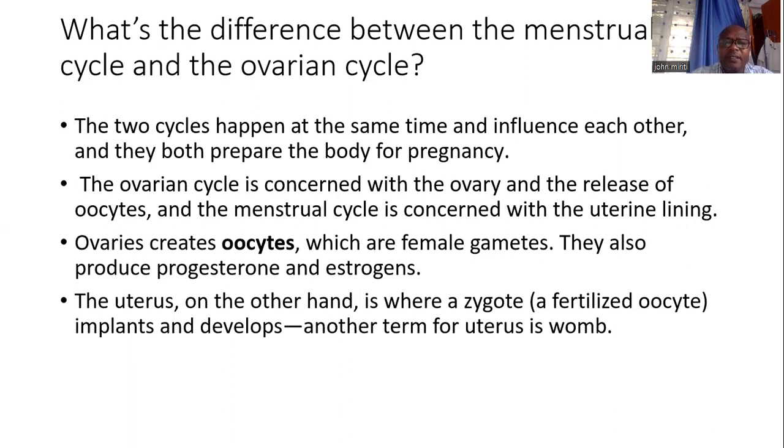So the ovaries create oocytes, which are female gametes, and they also have other functions. They also produce progesterone and estrogen, so they play an endocrine role. The uterus, on the other hand, is where the zygote or fertilized oocyte implants and develops. The other term for uterus is the womb.